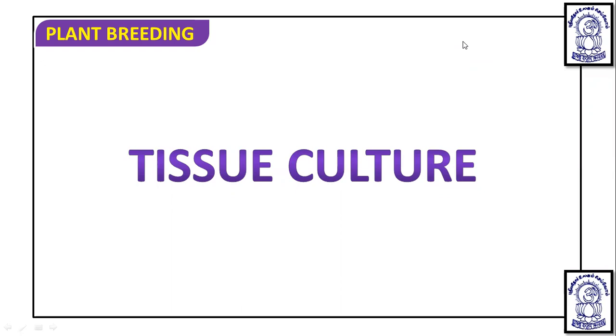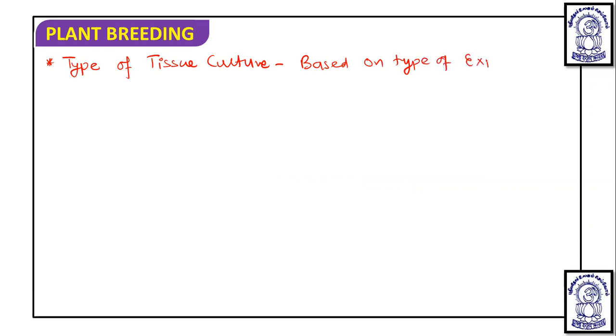Now, in today's second lecture of this tissue culture, we are going to talk about the types of tissue culture based on the type of explant involved. Based on which explant is involved, we are going to talk about the types of tissue culture. And the first type we are going to discuss is meristem culture.